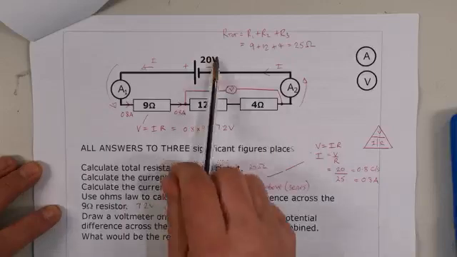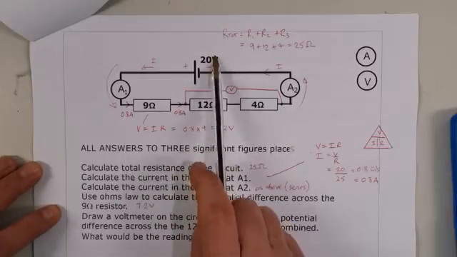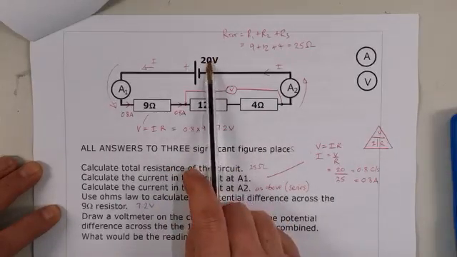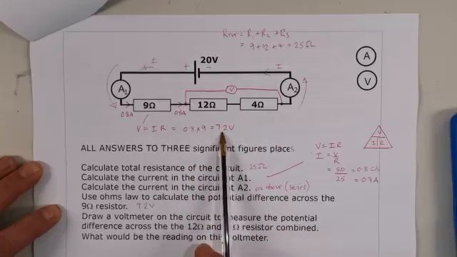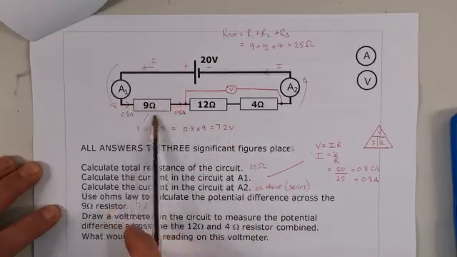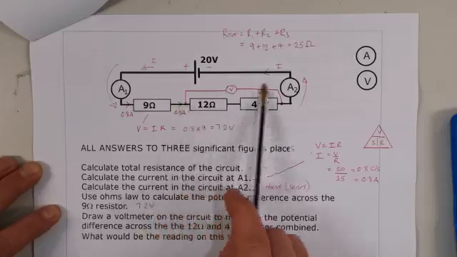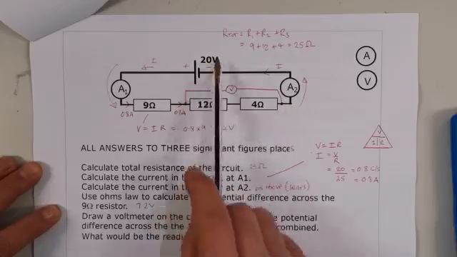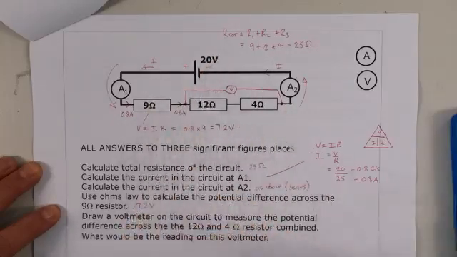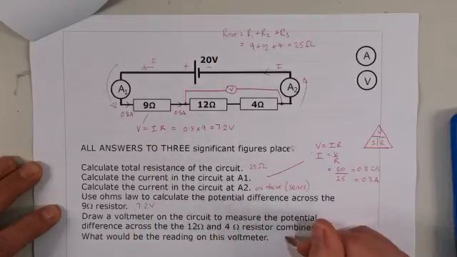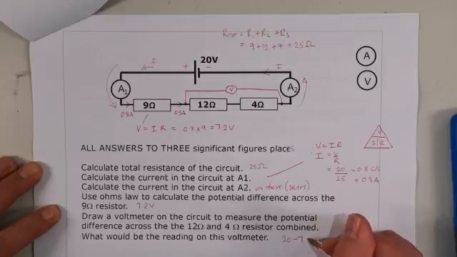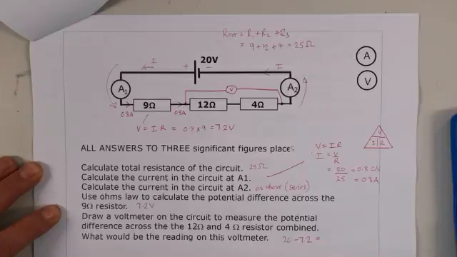Well, let's just analyse our circuit a bit here. I've got 20 volts from the cell. I know I'm dropping 7.2 here. So these must take the difference between 7.2 and 20. So what would be the reading? It would be 20 minus 7.2.